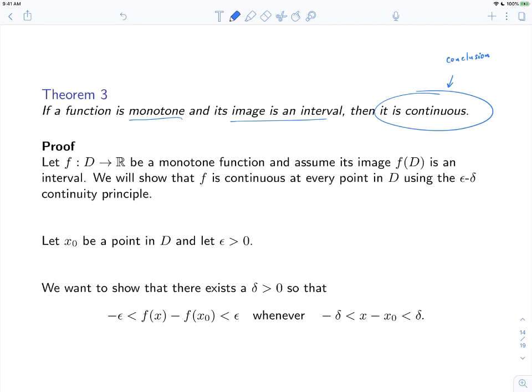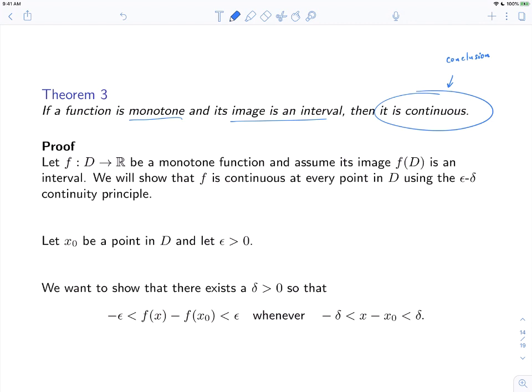Normally, we assume that a function is continuous and then we say something about it. But here we're actually saying that if you have a monotone function whose image is an interval, it must be continuous. So how are we going to prove this? Okay, well, let's take a look at the proof.